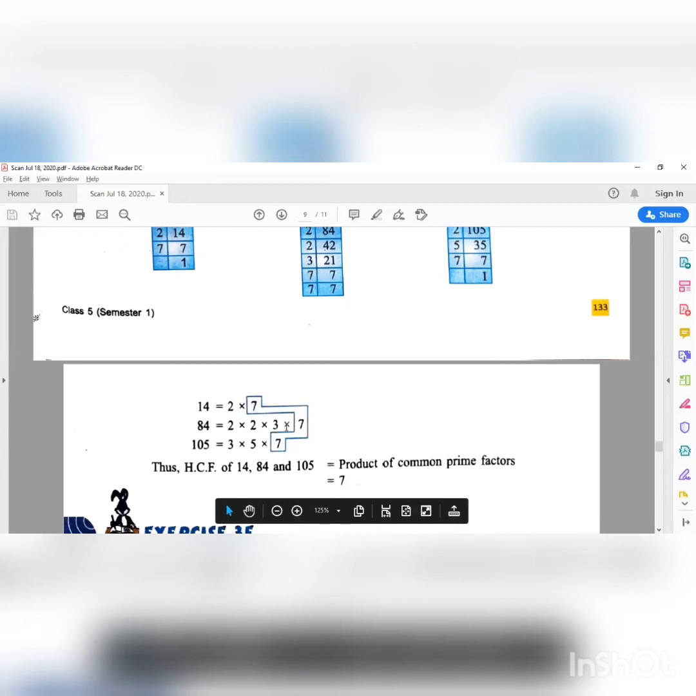So the HCF will also be 7, since there is only one common factor, that is 7. Thus the HCF of 14, 84 and 105 is equal to the product of common prime factors, but there is no other prime factor than 7. So here the HCF will be 7.